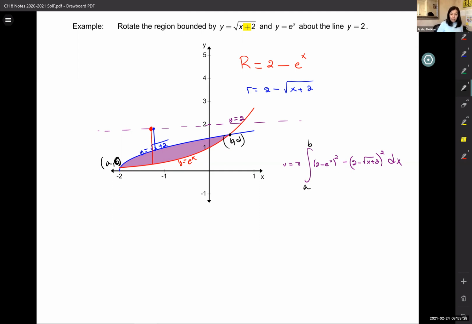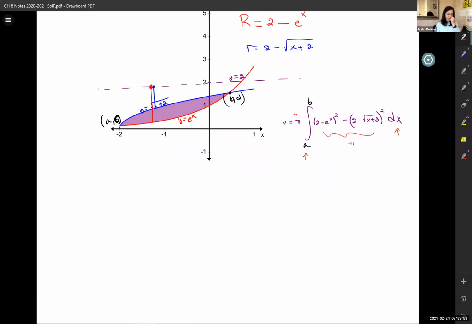If I were grading this, I would give 1 point for the pi, 1 point for the integrand, 1 for the limits, and 1 for including the dx. Each of those plays an equally integral part in this volume.